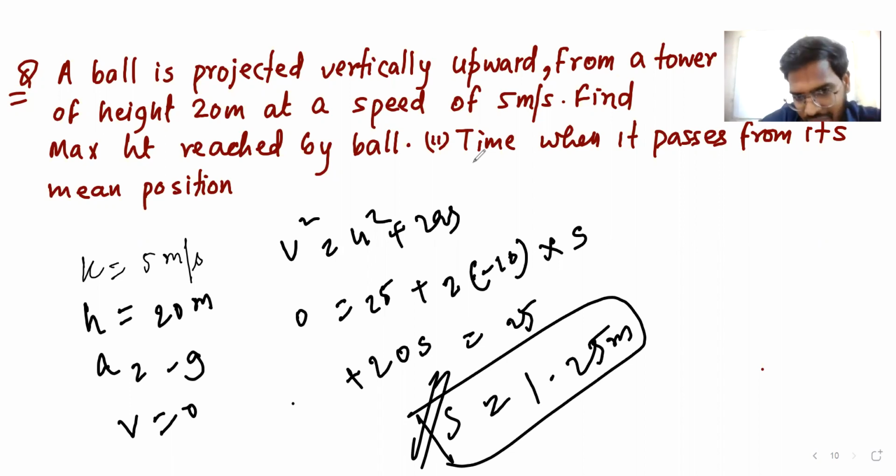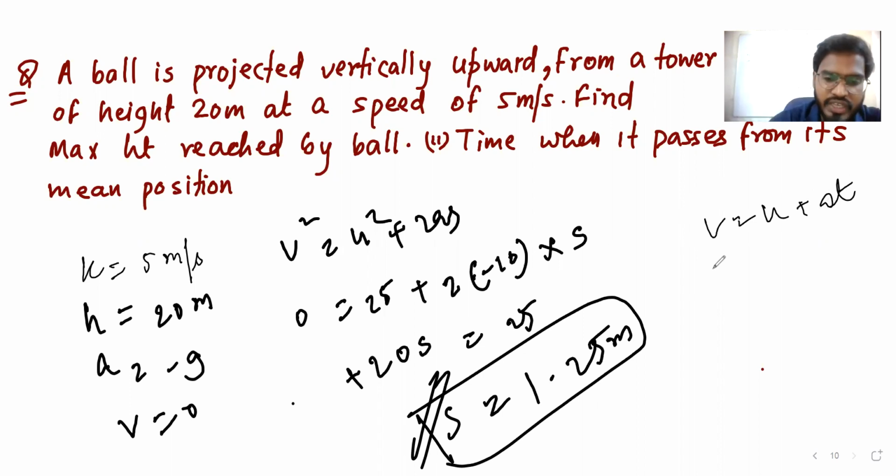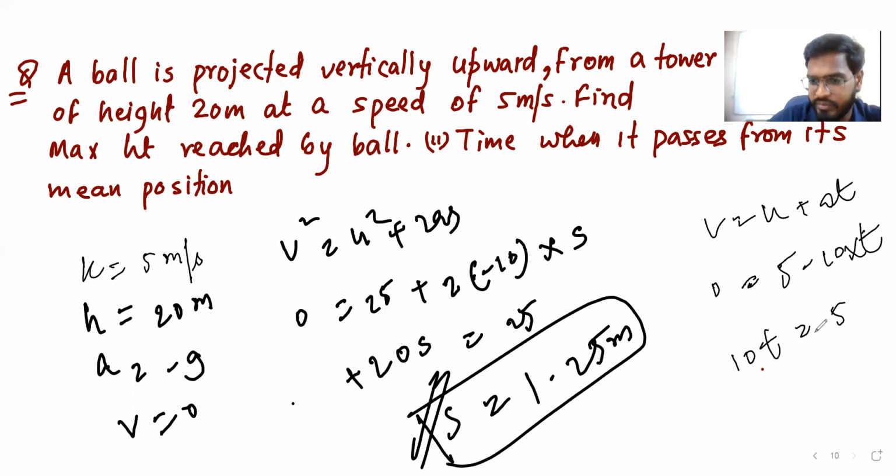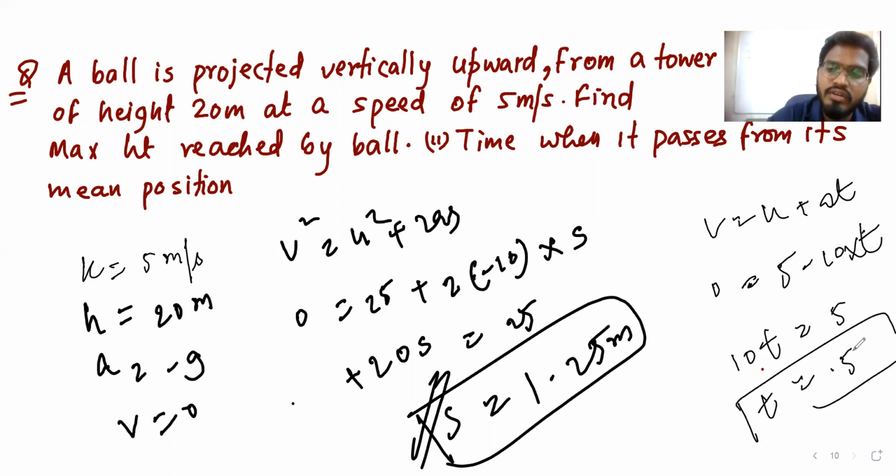meter. Now they're asking to find the time, right? Time taken when it passes from its mean position. V is equal to U plus AT. V is 0. And then 5 minus of 10 into T. So it is going to be 10T is equal to 5. Yes, time is equal to 0.5, right?